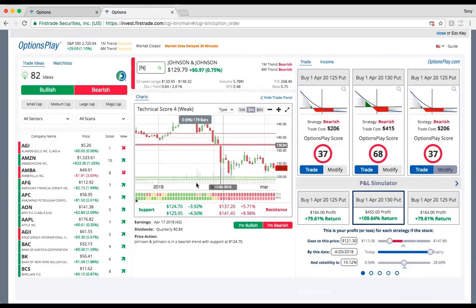Looks like we have one other question here. You started your demo using Apple as an example. Can you go back to that stock?